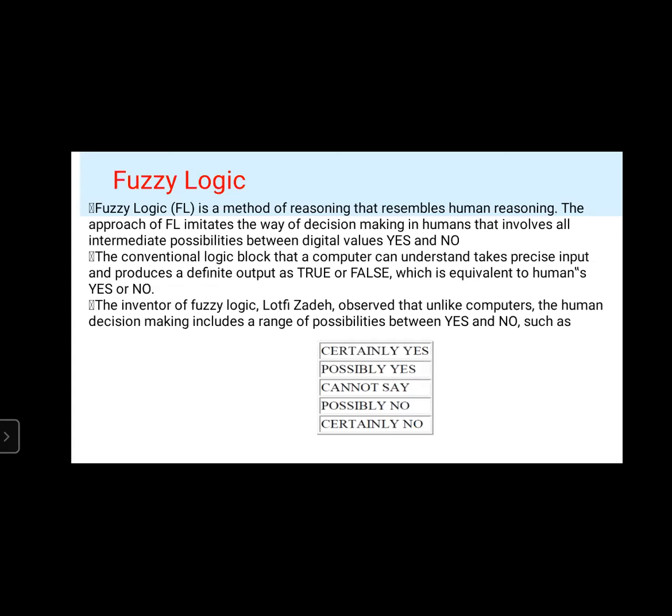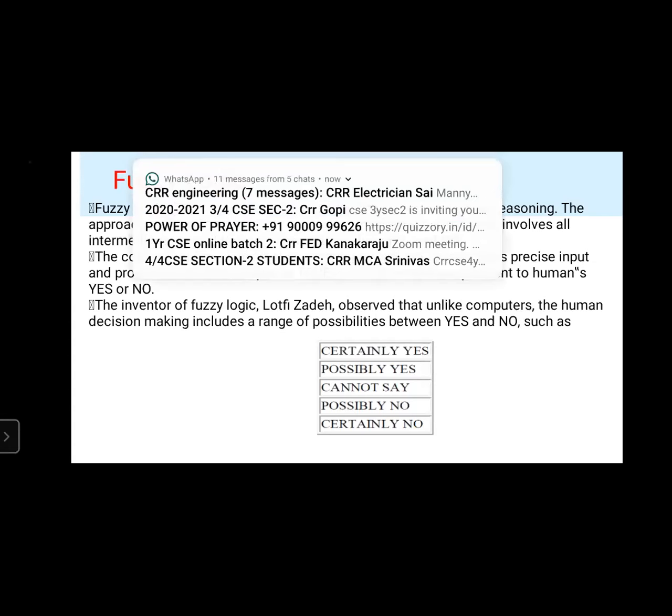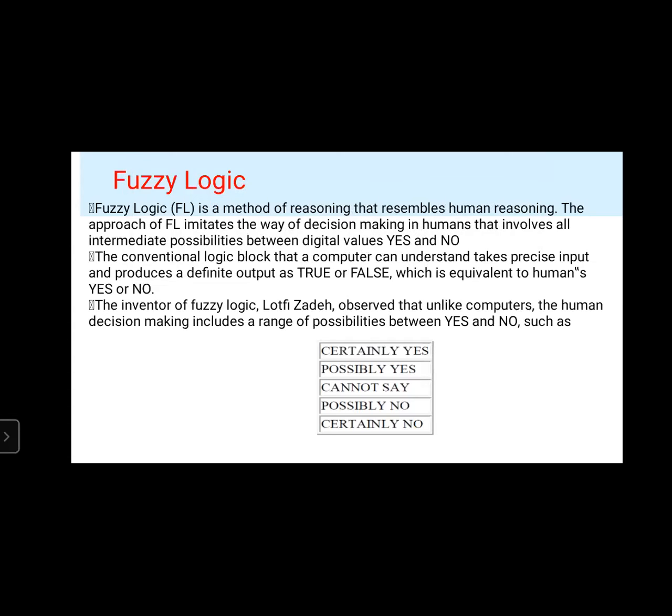He observed that unlike computers, the human decision making includes a range of possibilities between yes and no. See this one: certainly yes, possibly yes, cannot say, possibly no, certainly no. So these are some of the yes and no values.